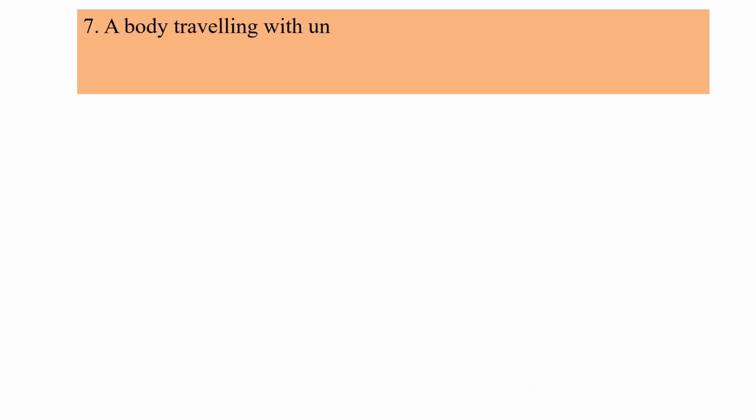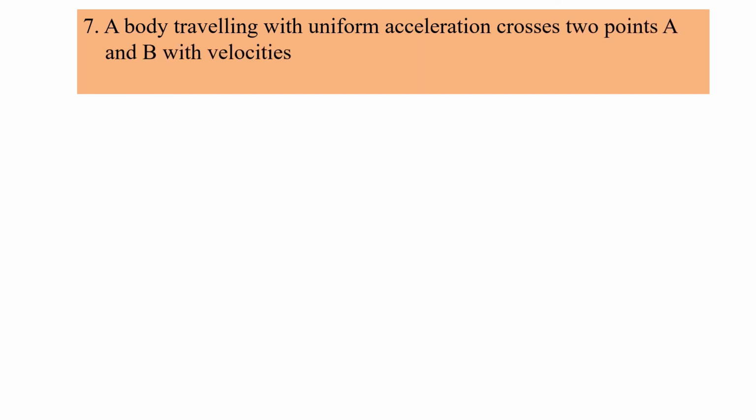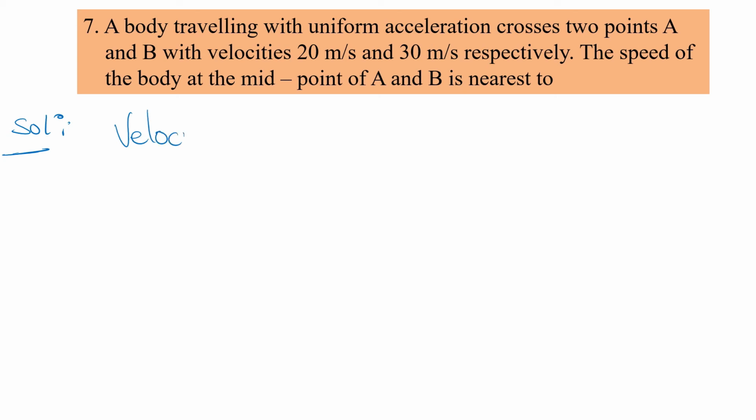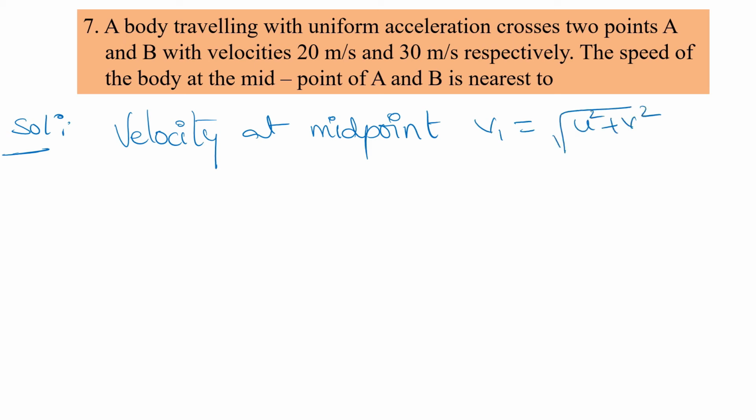A body traveling with uniform acceleration crosses 2 points A and B with velocities 20 meters per second and 30 meters per second respectively. The speed of the body at the midpoint of A and B is nearest to? Let us go to the solution. Velocity at midpoint V1 is equal to square root of U square plus V square by 2.